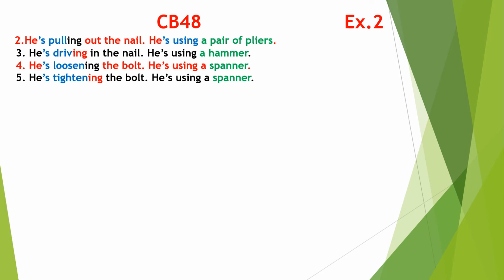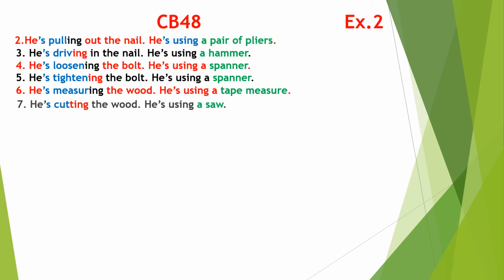Okay, now let's check the rest of the answers together. Number 6. He's measuring the wood. He's using a tape measure. Tape measure. Number 7. He's cutting the wood. He's using a saw. Number 8. He's putting on the goggles. Number 9. He's putting the bar in the vise. In number 8 and 9, there are no other tools.